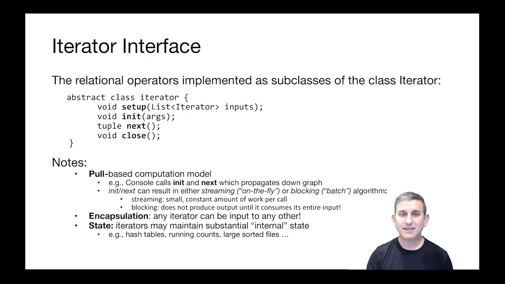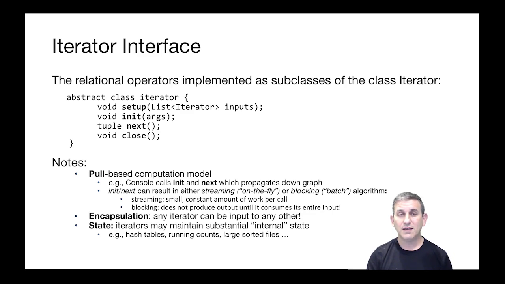Now the init and next implementations for different operators can result in either streaming, sometimes called on-the-fly behavior, or blocking, sometimes called batch behavior. By streaming behavior, I mean that for every call to next or call to init, a small constant amount of work is done. So think about next. If I say next and it only needs to do a small amount of work per tuple, then I have a sort of constant flow of data just by saying next, next, next. And I know each time it will only take a constant amount of time to return.